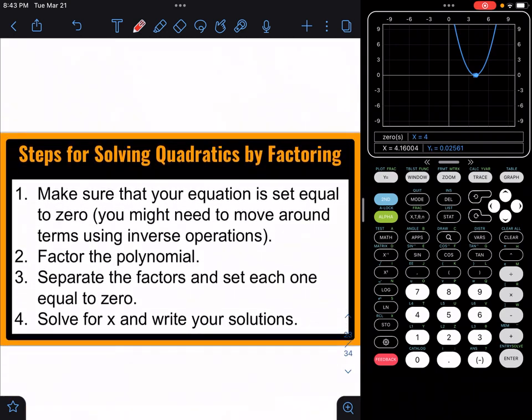So, what are our steps for solving quadratics by factoring? Our first thing is going to be to make sure our equation is equal to 0. We might need to do some adding or subtracting to move around terms to get the quadratic equal to 0. Then we are going to factor the polynomial just like we learned. Maybe with the AC method, maybe with the difference of perfect squares. Maybe we'll have to take out a greatest common factor. Then once we get our factors, we are going to set each of those factors equal to 0, and we will solve. Once we solve, we'll find an answer for x, and we will write our solution.